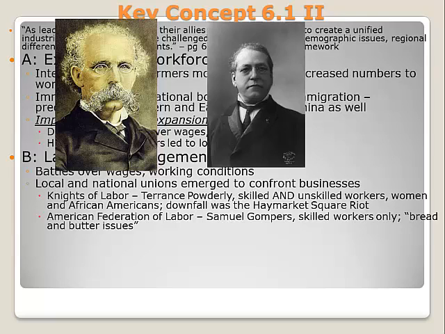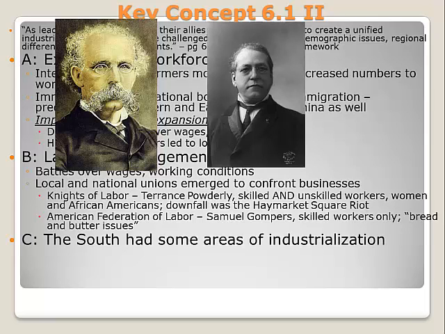After the Knights comes the American Federation of Labor, or AFL, led by Samuel Gompers. And the difference between the AFL and the Knights is that the AFL only allowed skilled workers, and they focused on bread and butter issues, things exclusively like pay, working conditions, and hours.